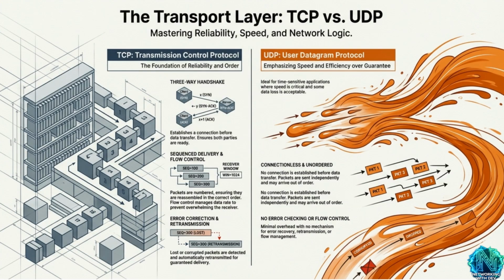Now that we've seen where the transport layer fits into the 7-layer model, let's zoom in on its 2 most critical inhabitants, TCP and UDP. Mastering the difference between these two is essential for understanding how network logic dictates the speed and reliability of our data.